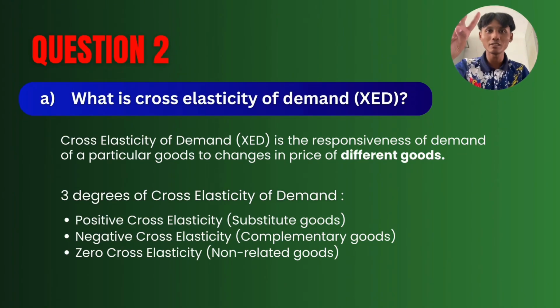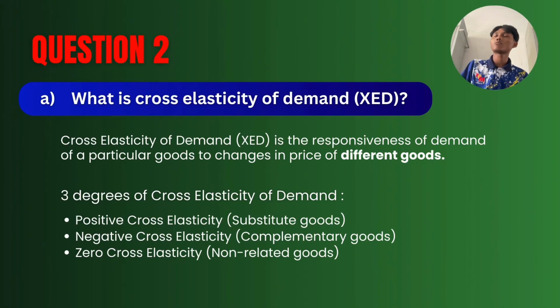There are 3 degrees of cross elasticity of demand, which are positive, negative and zero. Positive cross elasticity means the responsiveness of demand of a particular good to changes in price of substitute goods, for example fish and chicken. When there is an increase in price of fish, there will be an increase in the quantity demanded of chicken. So both have positive cross elasticity of demand.